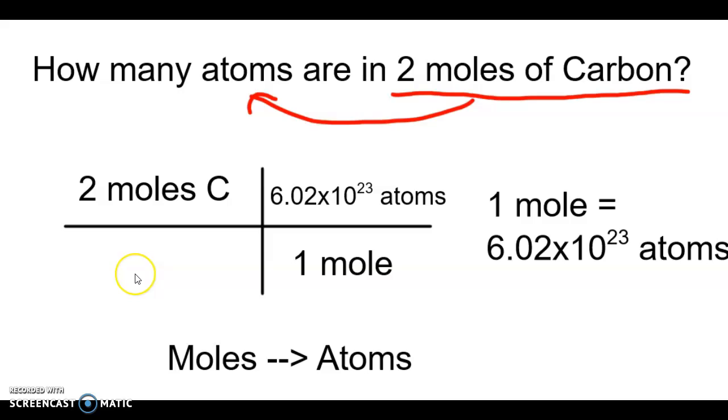All right, the reason we set it up this way is because you can think about this as a big fraction. So if we start with moles on the top, and we want moles to cancel out, we have moles up here, moles down here, the unit moles will cancel out. And once those cancel out, the unit we're left with is going to be atoms.